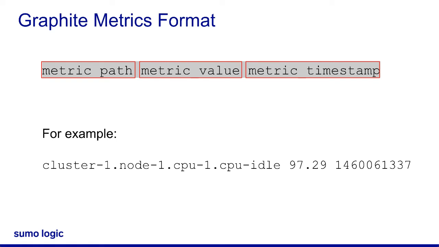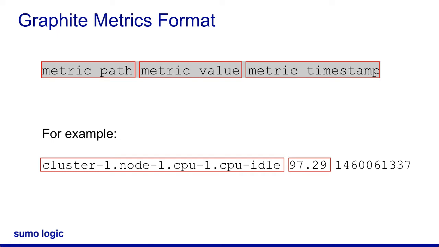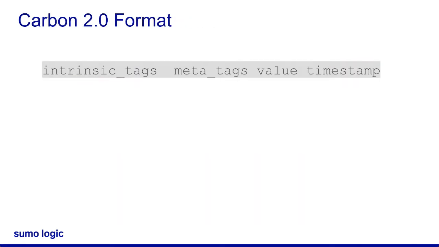In this metric, the value of cluster 1, node 1, CPU 1, CPU idle is measured. This denotes the CPU idle value for CPU 1 in node 1 in cluster 1. The value measured is 97.29. The timestamp for the instant that the metric was measured is 14600611337.